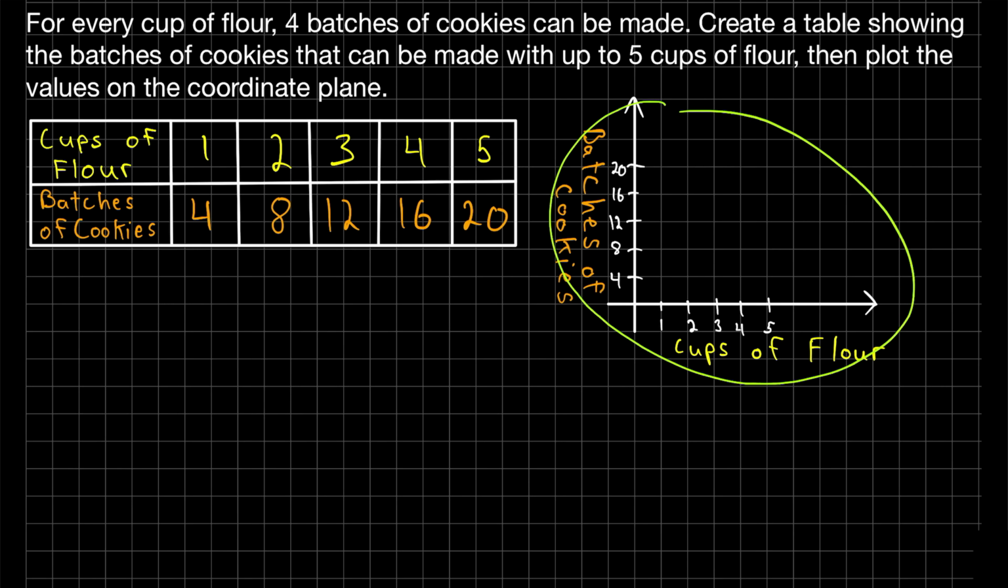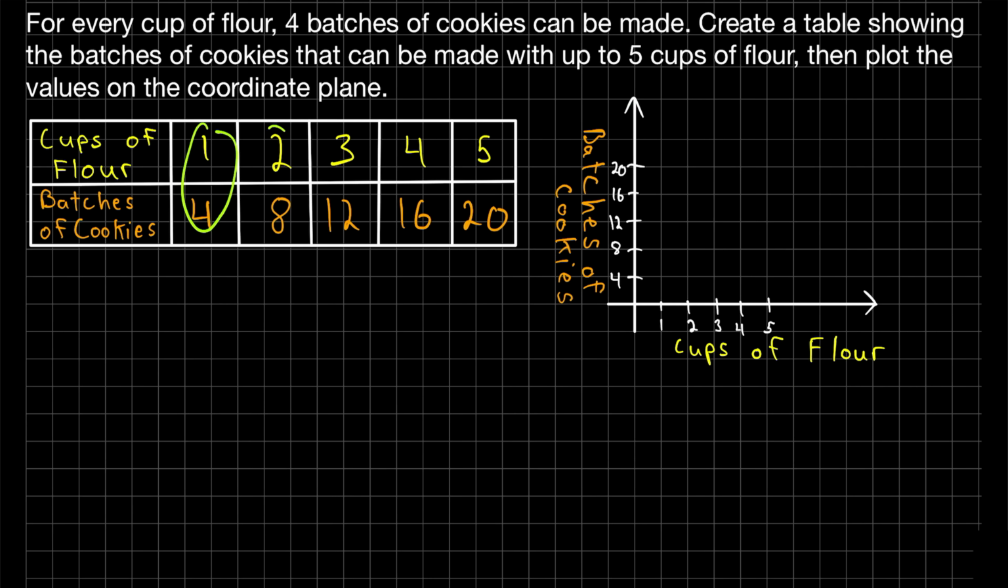Then with our axes labeled, we can go ahead and plot these equivalent ratios in the plane. We know that 1 cup of flour will give us 4 batches of cookies, so we can plot that, go over to 1 on the cups of flour axis, and up 4 on the batches of cookies axis. It looks like we're going up 1, but remember our units are going up by 4 on the y-axis, so there is our first ratio.